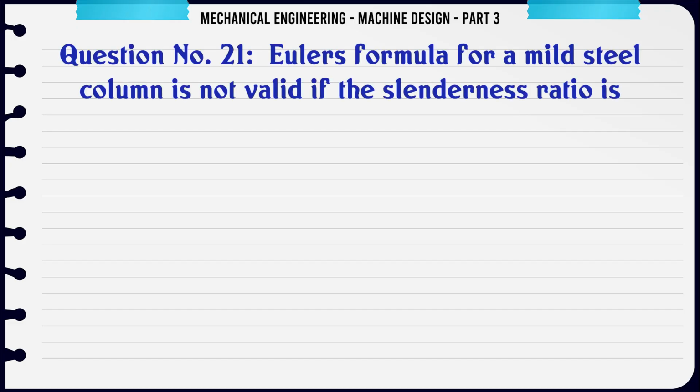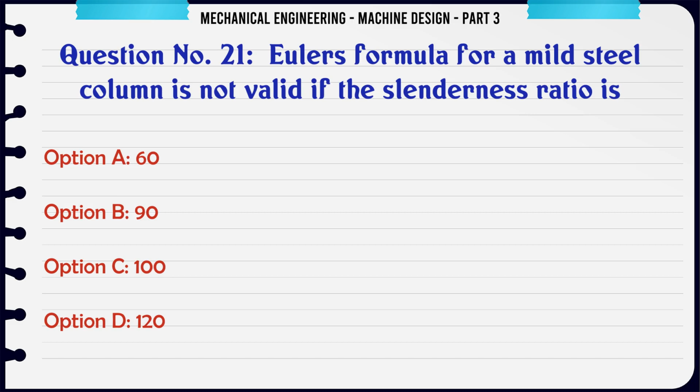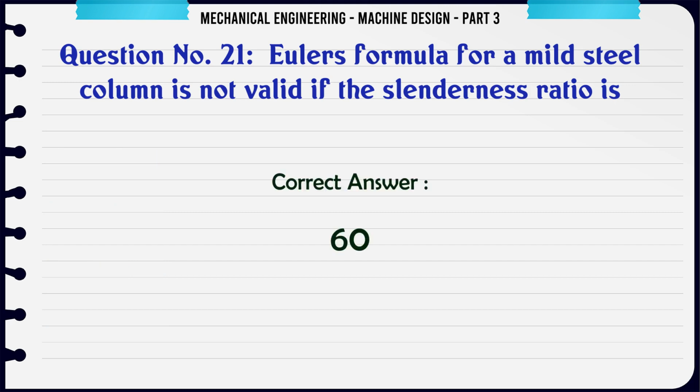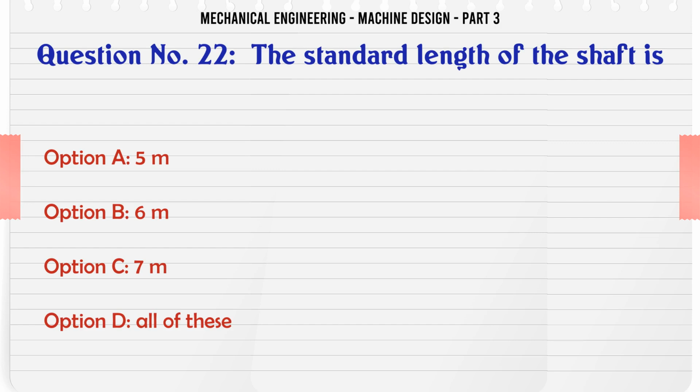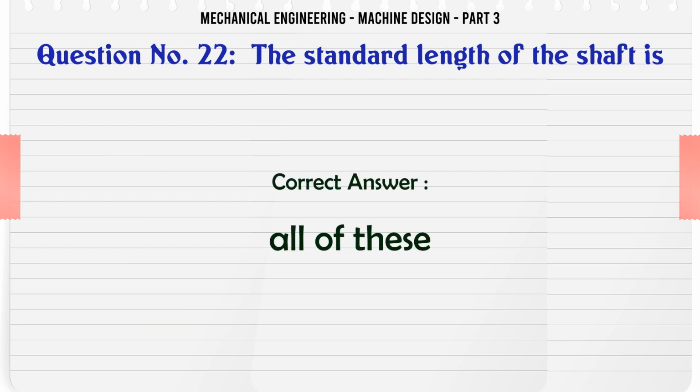Euler's formula for a mild steel column is not valid if the slenderness ratio is A. 60, B. 90, C. 100, D. 120. The correct answer is 60. The standard length of the shaft is A. 5 m, B. 6 m, C. 7 m, D. All of these. The correct answer is all of these.